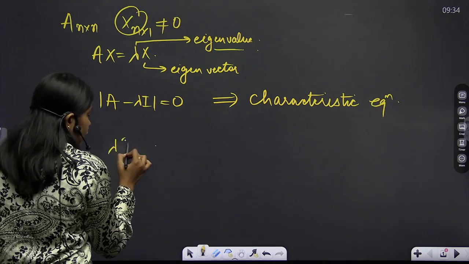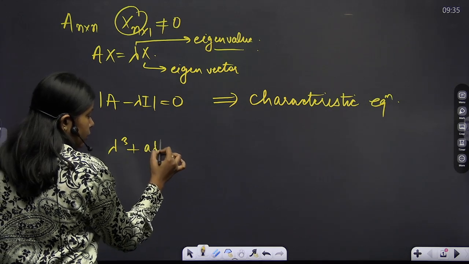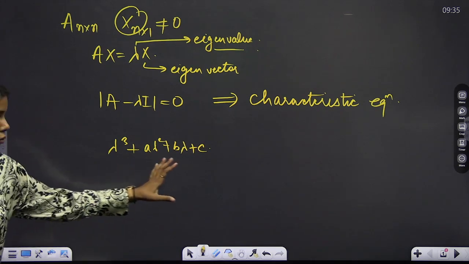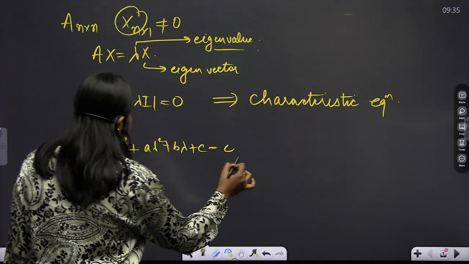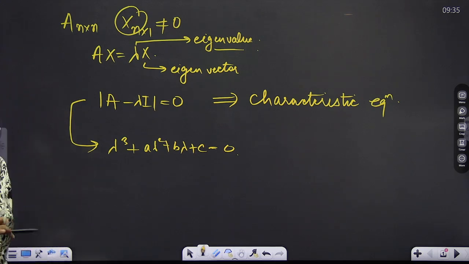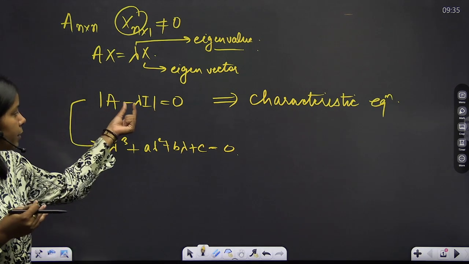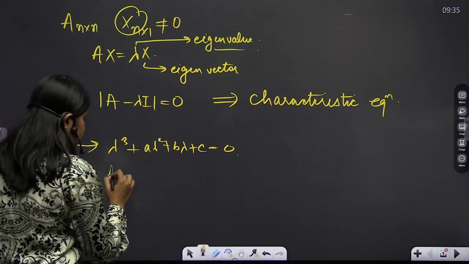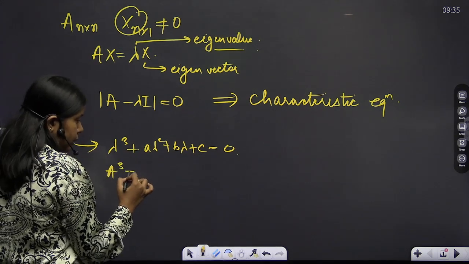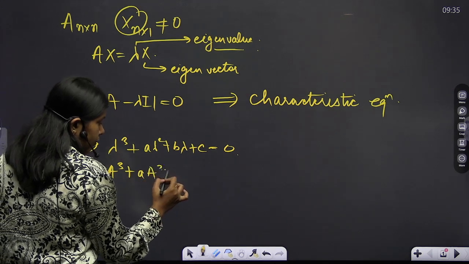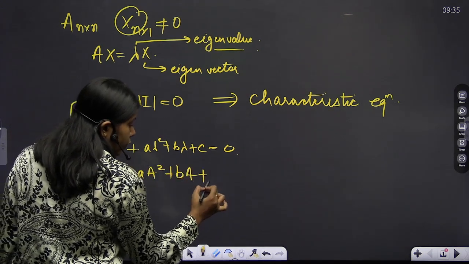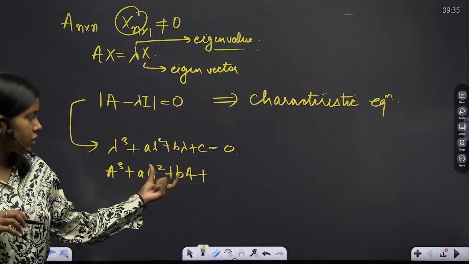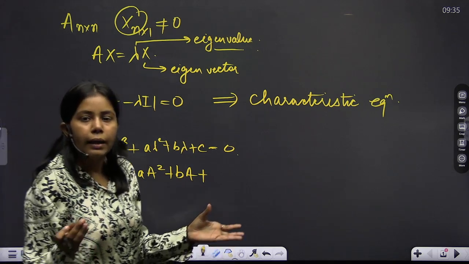If A is a 3 cross 3 matrix, I will get a polynomial something like lambda cube plus a lambda square plus b lambda plus c. And this polynomial I am getting from the determinant of A minus lambda I equals to 0. If I replace lambda with A, it would also satisfy. So it would satisfy A cube plus a A square plus bA. Now what would I do with this c? c is not operative. I cannot do an operation of c with A. I cannot add a matrix with a scalar.